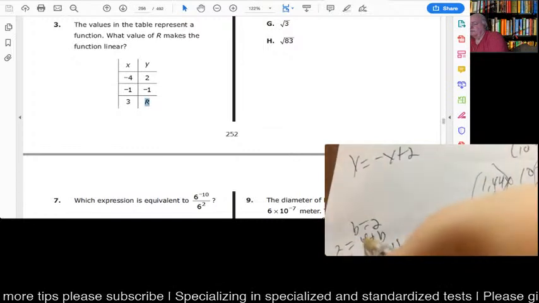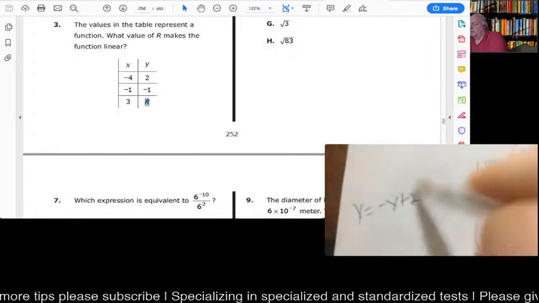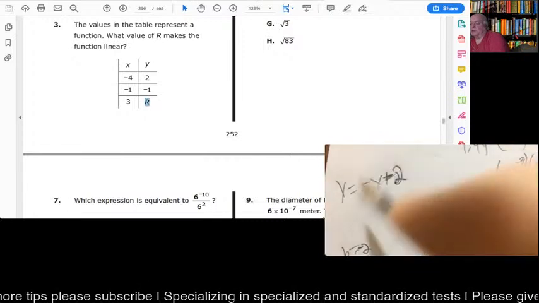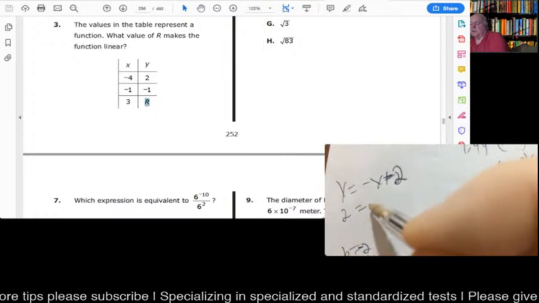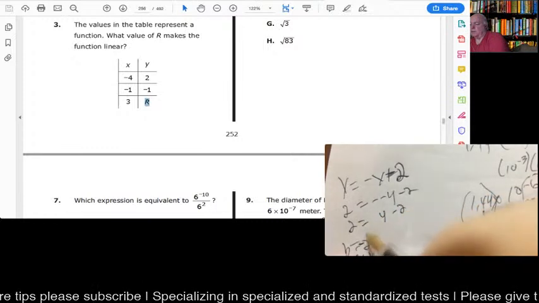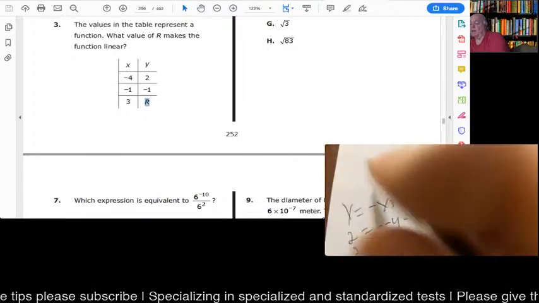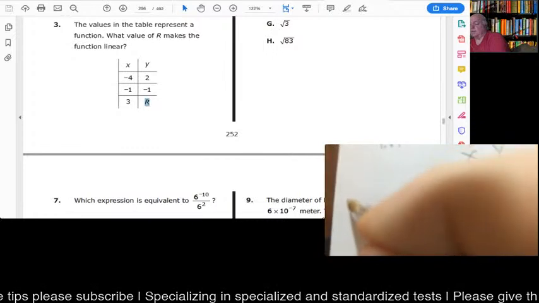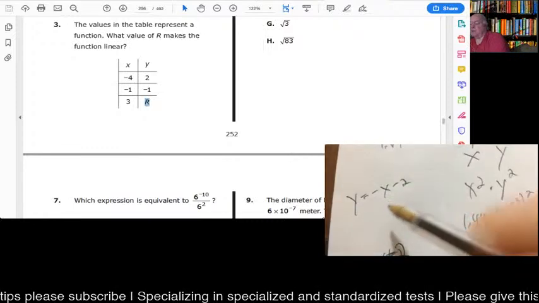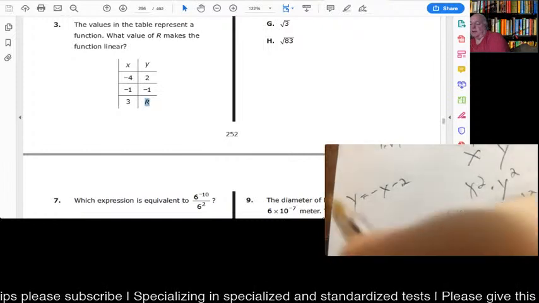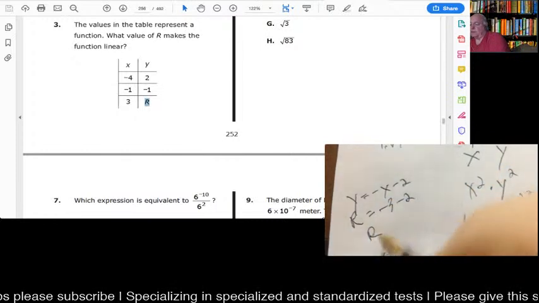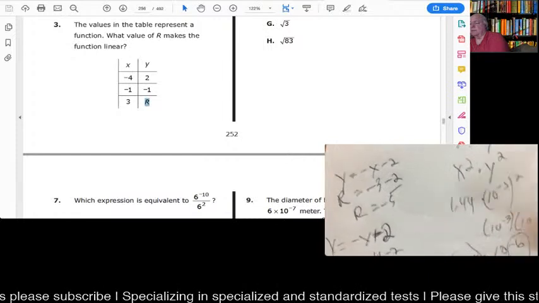Nope, we have 4 here, so it should be minus 2. So we get y equals minus x minus 2, and let's just plug the first one in. So we get 2 equals minus 4 minus 2. And 2 equals 4 minus 2, and 2 equals 2. Okay, so now that we have that, we can do the same thing with the value that they gave us. So we have y equals minus x minus 2, and for the last, with the 3 and the r, x is 3. So we get r equals minus 5. And that turns out to be our answer.